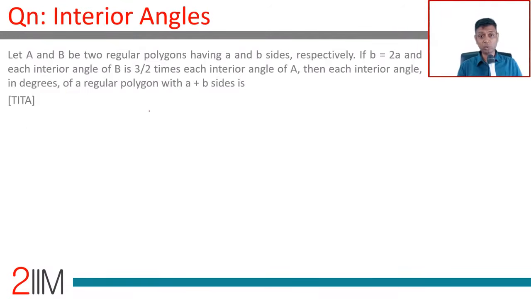Let A and B be two regular polygons having A and B sides. B is equal to 2A, and each exterior angle of B is 3/2 times each interior angle of A. I mean, each interior angle of B is 3/2 times each interior angle of A.